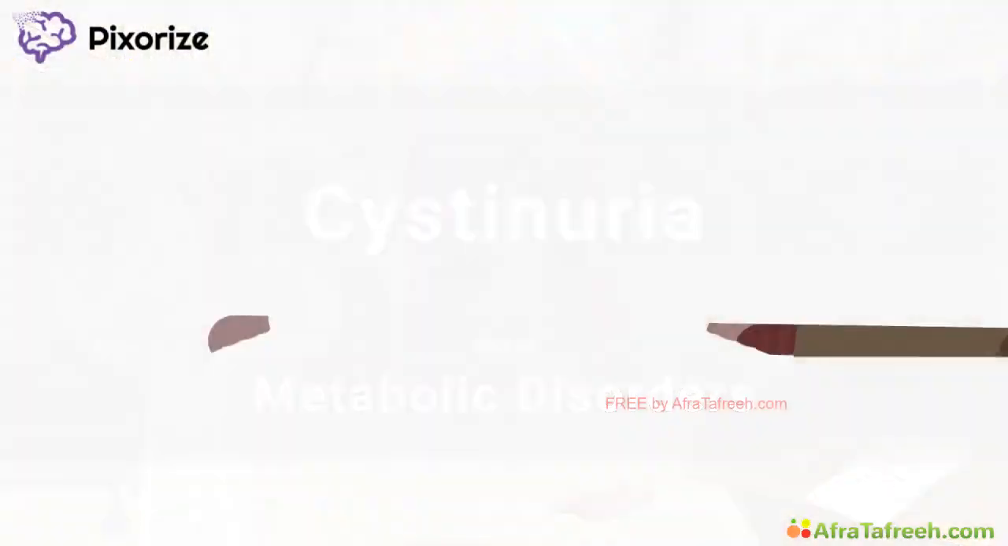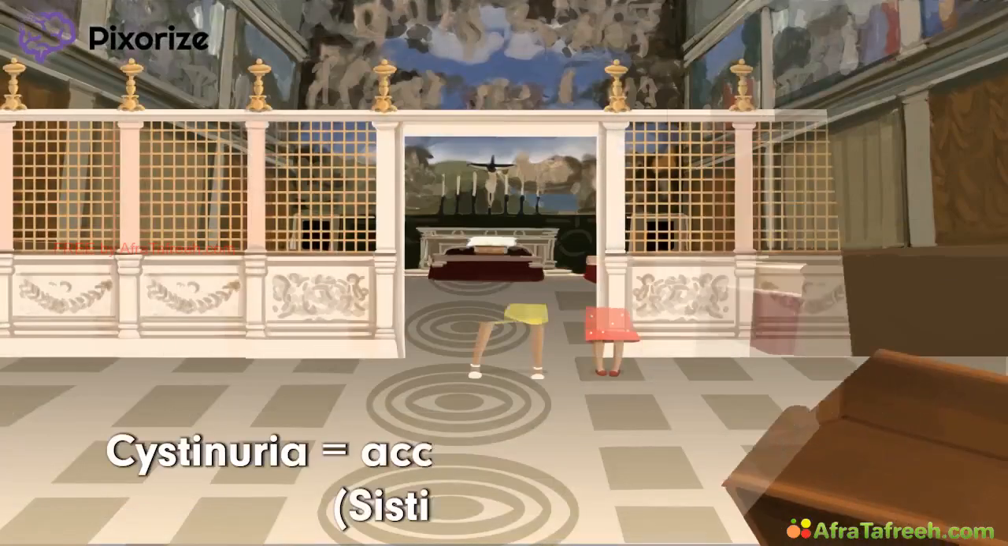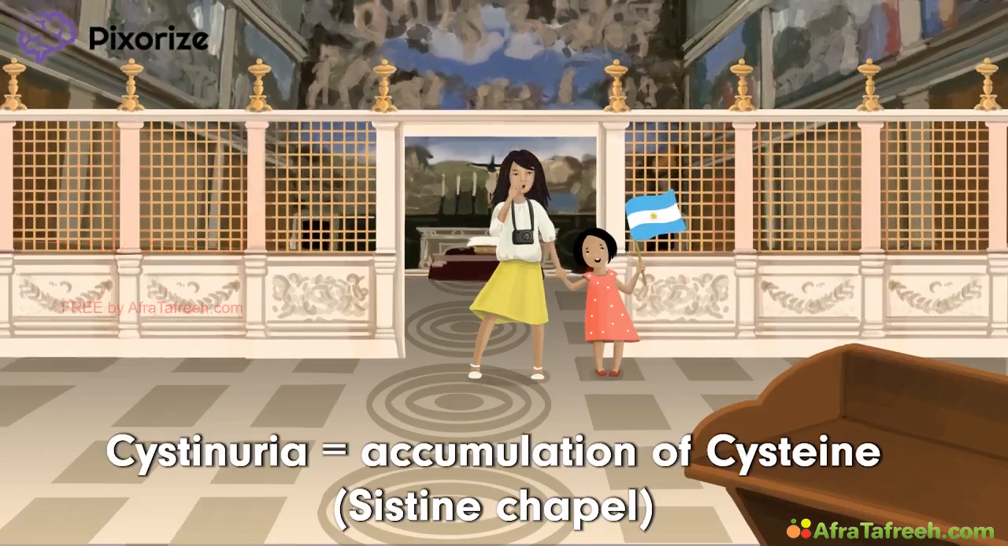Let's head on over to the Sistine Chapel where this scene takes place. Yeah, we're tourists inside the Sistine Chapel. The Sistine Chapel here should make you think of cystinuria, as well as the accumulation of the amino acid cysteine. You know, cysteine for, well, cysteine.